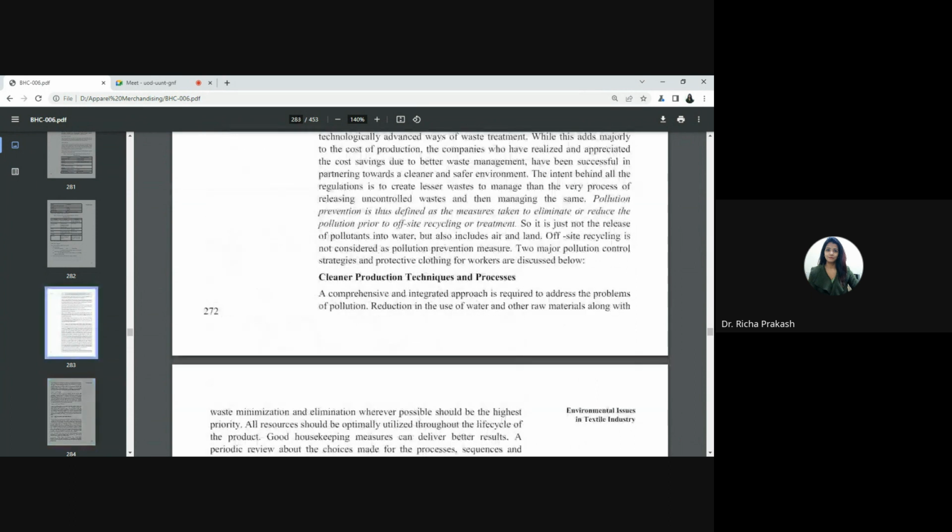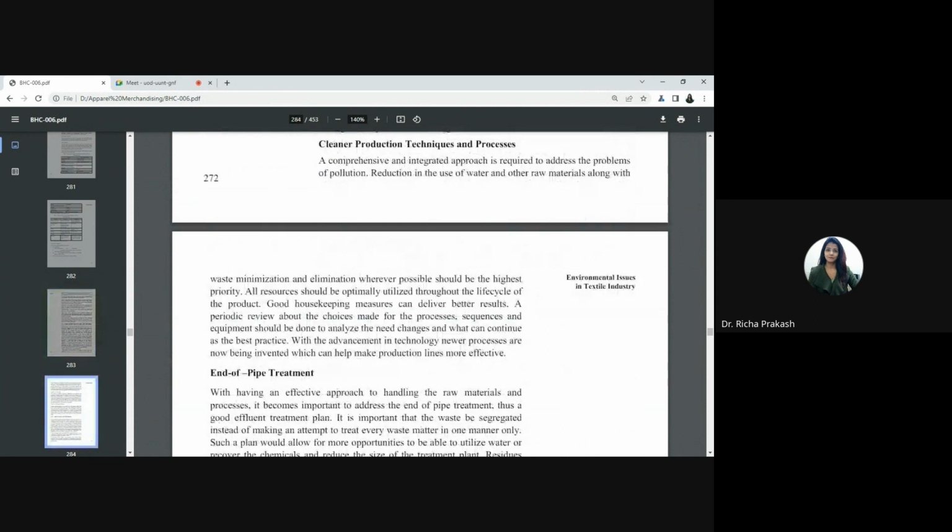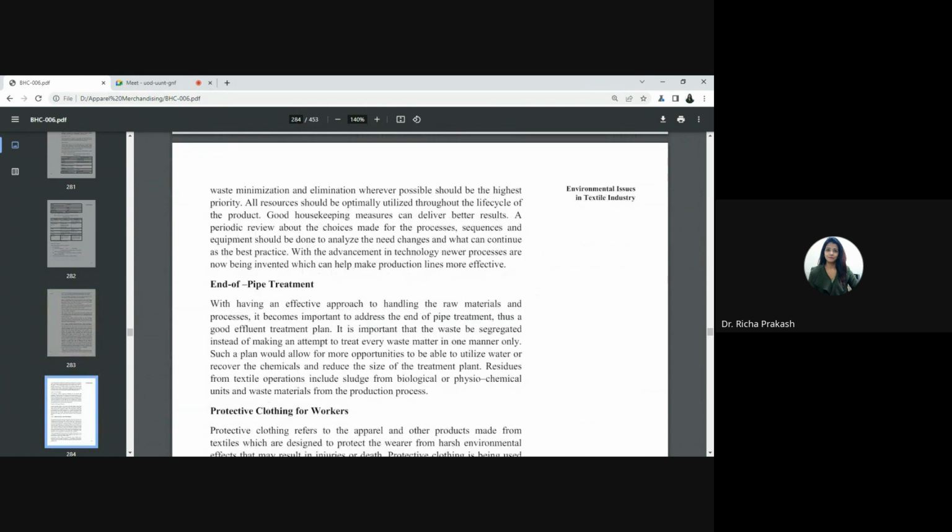One of them is cleaner production technique and process. So instead of using certain chemicals which are banned, or it's better not to use them. End of pipe treatment is where the water that comes out at the end with all these chemicals and sludge and lots of pollutants can be cleaned and recycled. Now that recycled water can be used for many things. It can be used for toilet purposes at home, for irrigation purposes, or to water plants or something.